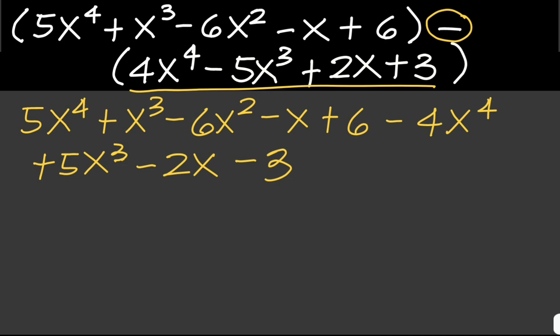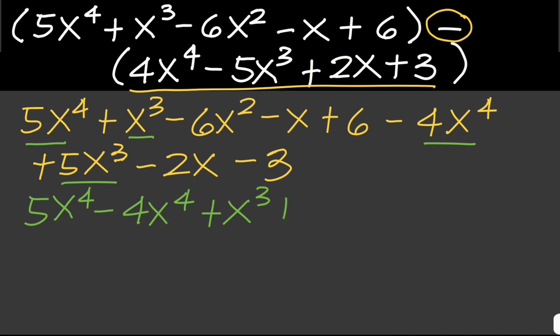And now we can group like terms. So we group those terms with the same exponent, the same degree. So we group 5x to the fourth and negative 4x to the fourth. So this would be 5x to the fourth minus 4x to the fourth, and then we combine x cubed and 5x cubed. That will be plus x cubed plus 5x cubed.